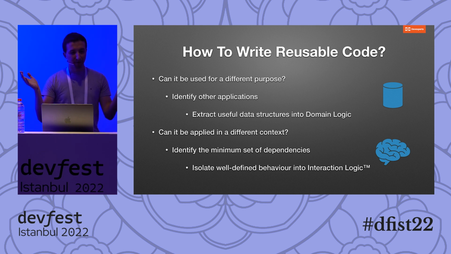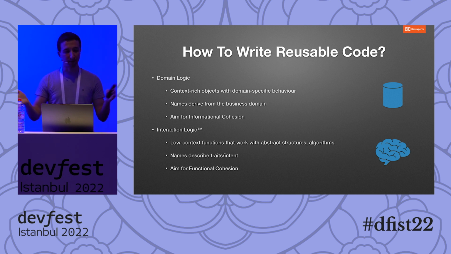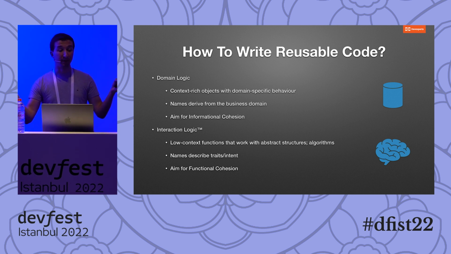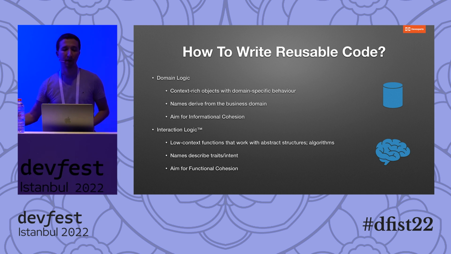So what does the domain logic look like? Most of the time, those will be just objects that contain some domain-specific behavior. Most of them will use names that come from your business domain. So if you're writing a banking application, probably you have accounts, transactions, orders, these kinds of objects. And for these objects, you need to aim for informational cohesion. So you need to really think about how best to store the information in them.